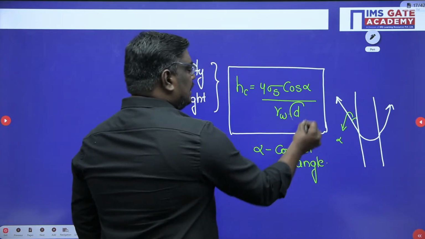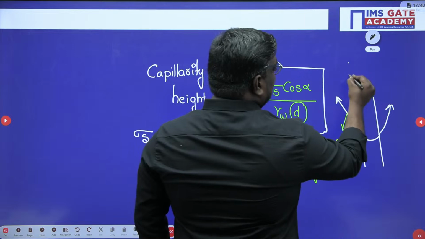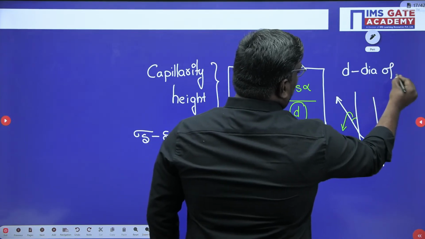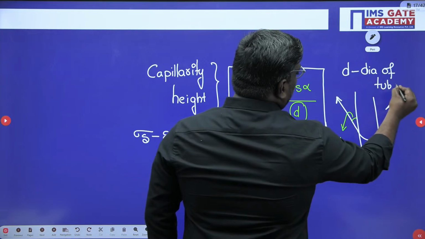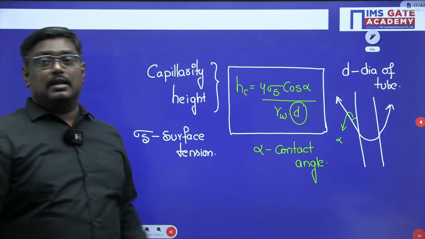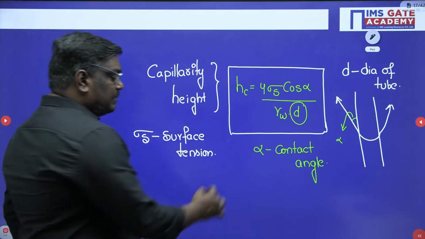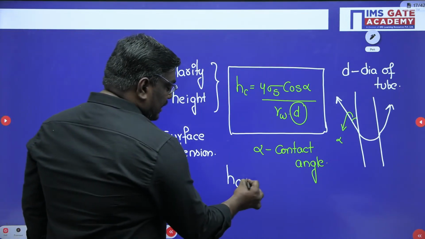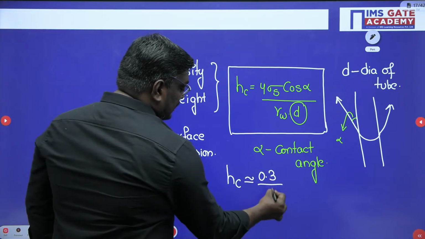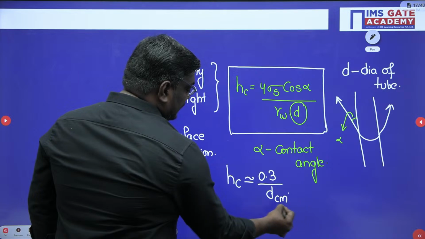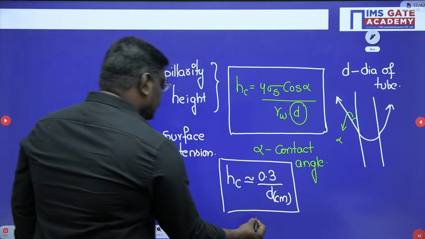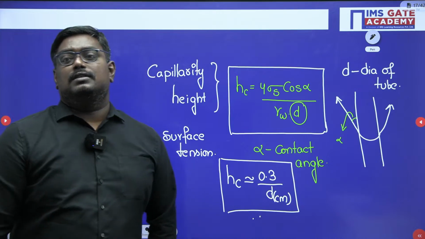Now, D is nothing but the diameter of the tube. What is D, sir? D is nothing but the diameter of the tube. So, here capillary height is given. Now, this formula can be simplified, capillary height will be in meter. It can be simplified as 0.3. D should be substituted in centimeter. Capillary height is simplified by the formula 0.3 into D centimeters.